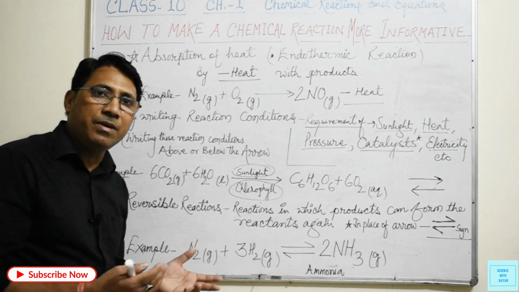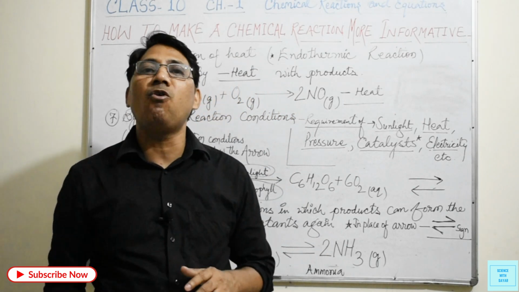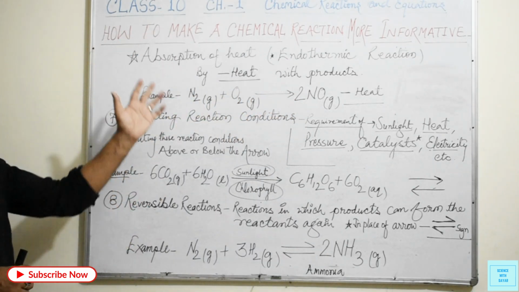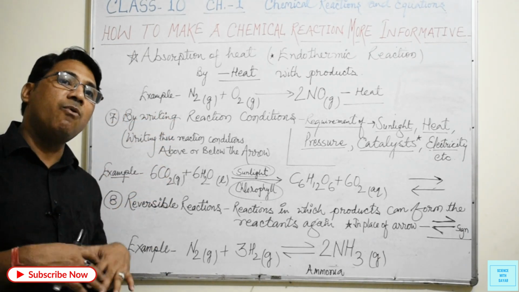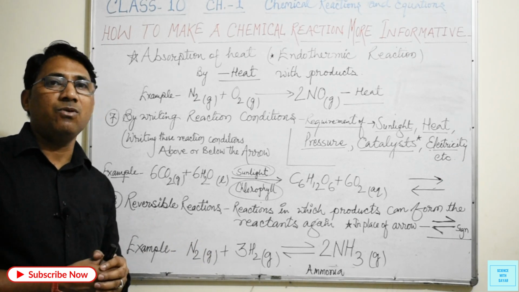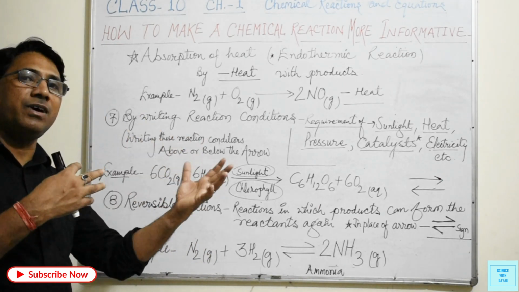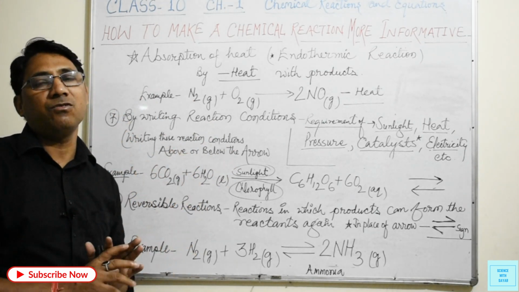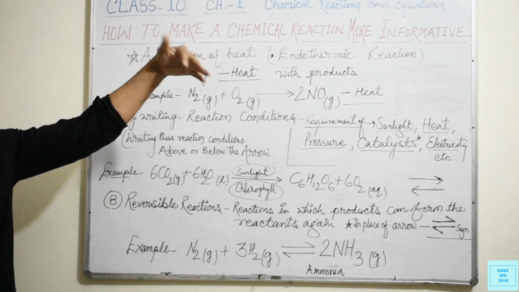Many other things may be there, but these are the common ways or methods to make a chemical reaction more informative, and we consider that by using these methods we can make a chemical reaction more informative. So by writing these, we understand various conditions and various things about a chemical reaction. So in this way we can make a chemical reaction more informative.